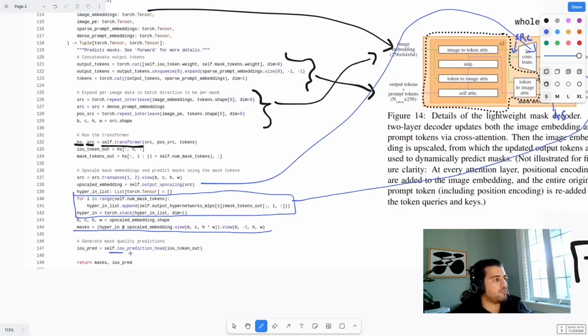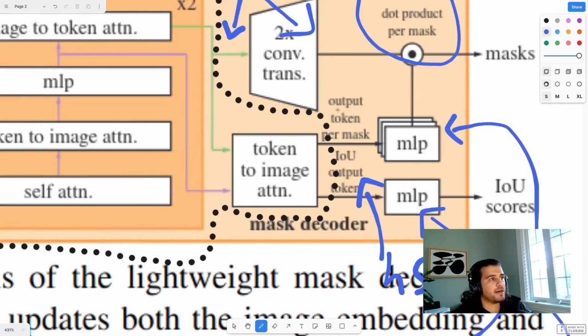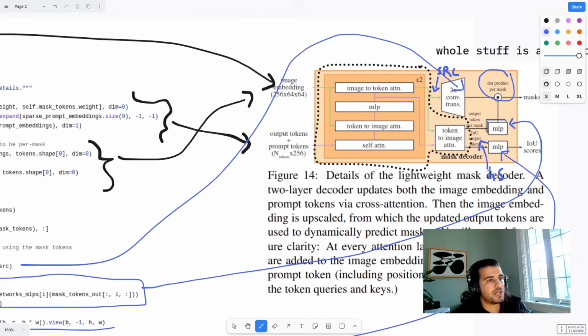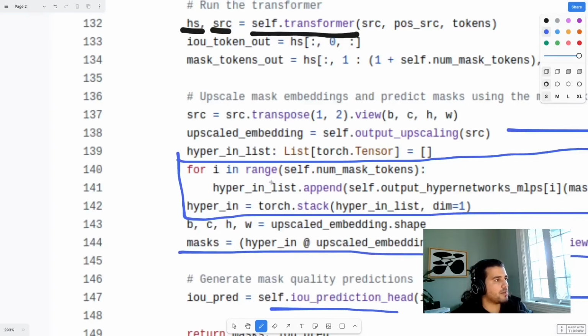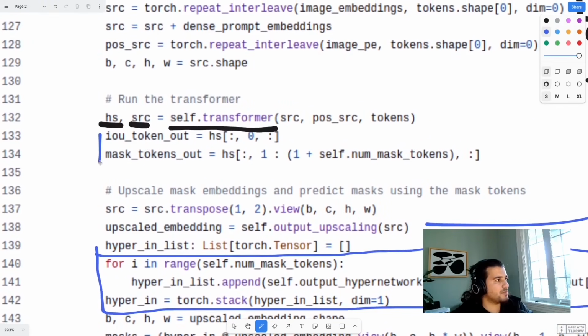And finally, the IoU prediction head is pretty easy. It's this IoU output token, and we are able to create the score here. You see these two things, output token per mask and IoU output token, they are within the hs variable that we've talked about, and that is being sorted out over here.